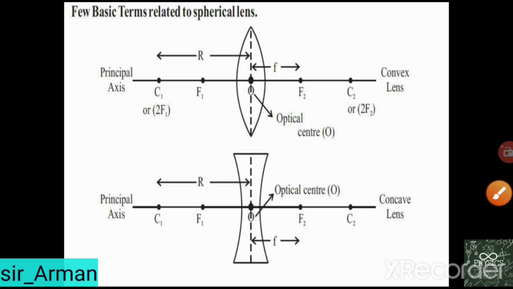Some basic terms that are related to spherical lenses. It is also known as spherical lenses. Why? See, other types of lenses are there. Cylindrical lenses are also there, right?